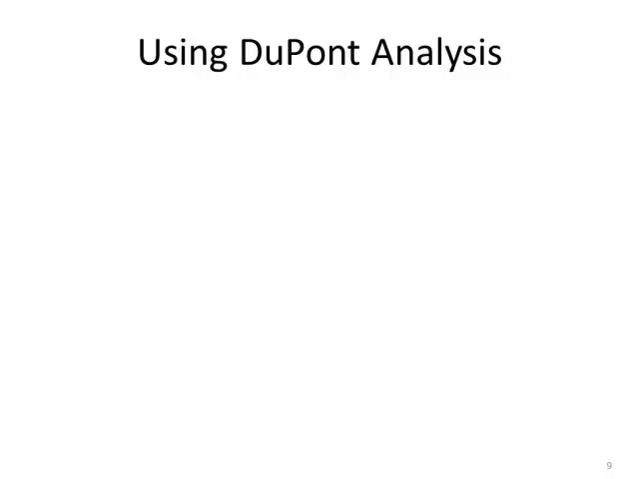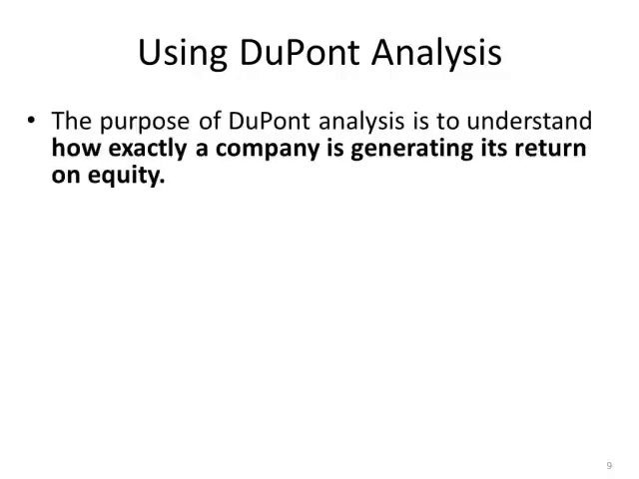Now that we have had a chance to look at the components of the DuPont analysis, the three specific components, which are net profit margin, asset turnover, and financial leverage, our next step is to understand how we use this information, right? Why do we care about this? We've alluded to this a little bit earlier, so let's look at why this is important.